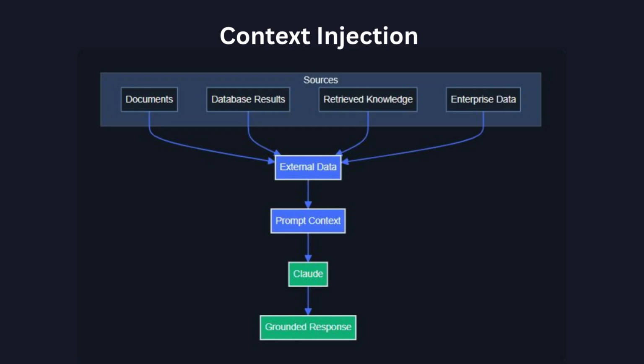Moving on to context injection, this technique ensures that the model uses real and relevant data instead of relying only on its training knowledge. Context can come from documents, databases, retrieved knowledge, or enterprise systems. By injecting this context directly into the prompt, the model produces more accurate and grounded responses. This approach is commonly used in retrieval-augmented generation systems.